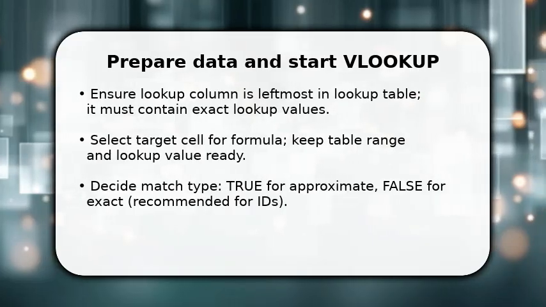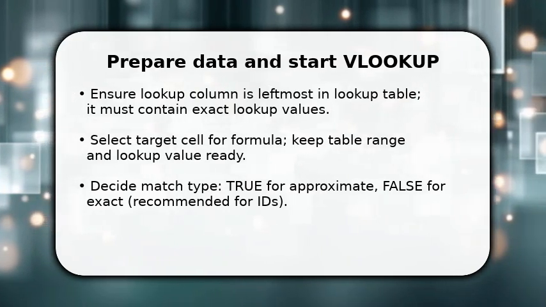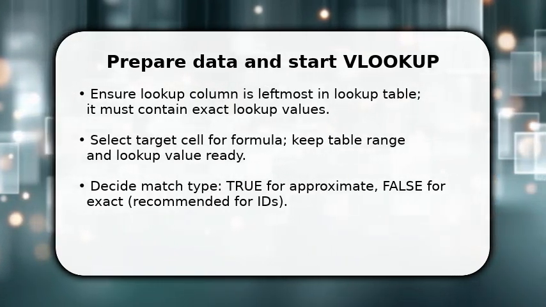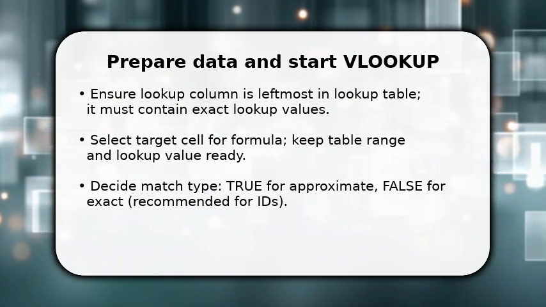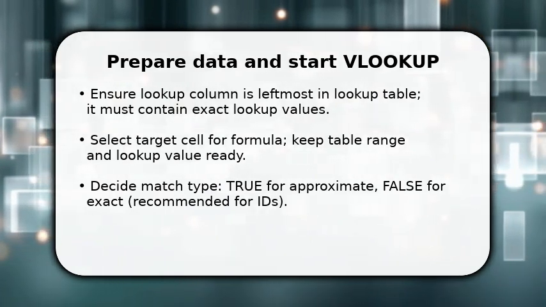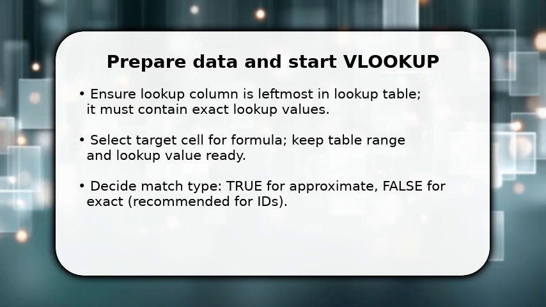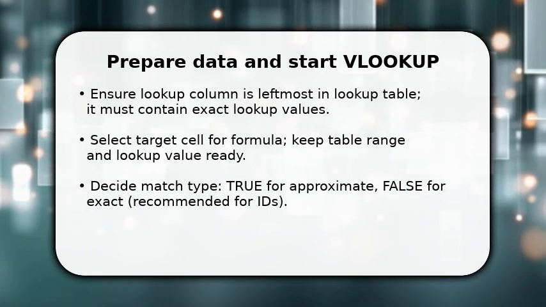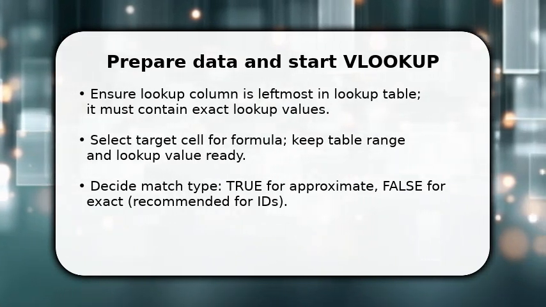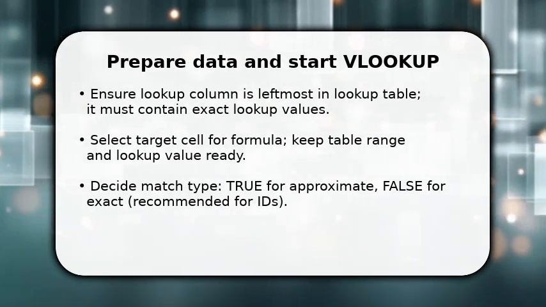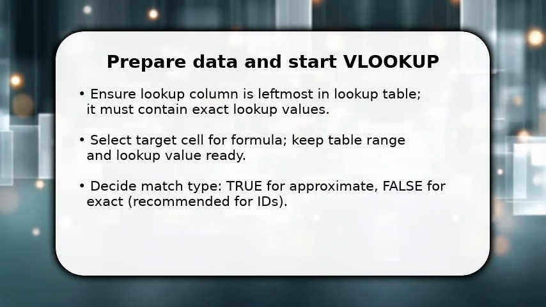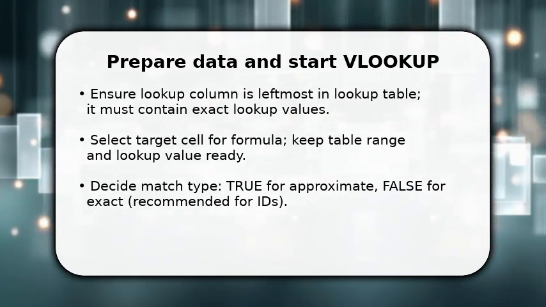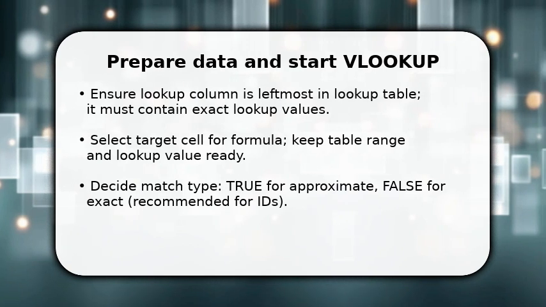You have two tables and a lookup key. Start now. First, confirm the lookup column sits on the left of your table array because VLOOKUP searches left to right. Next, click the target cell where you want the returned value and keep the cell with the lookup key visible. Finally, decide match type. Use FALSE for exact matches, which is safest for IDs and names. Once done, you're ready to enter the VLOOKUP function and reference the lookup value cell.